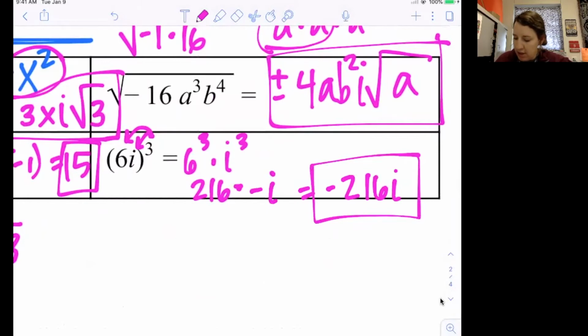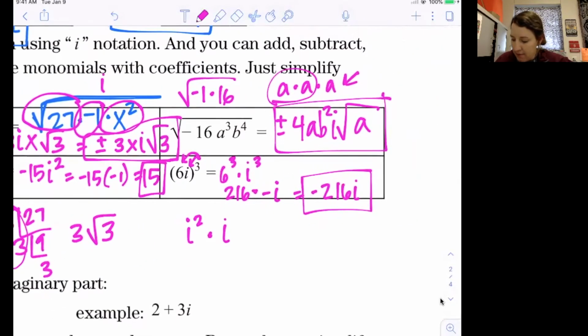Or if you don't remember what i to the third equals, you can write it as i squared times i, and you should memorize that i squared equals negative 1. So this is going to be negative 1i, or negative i.